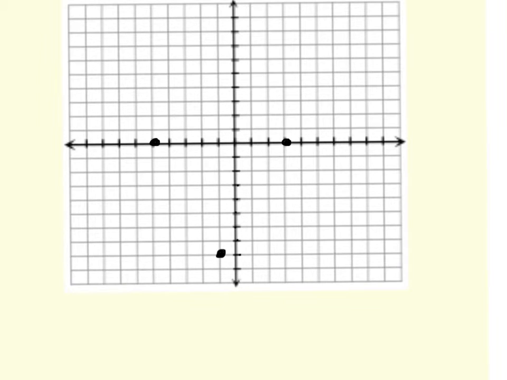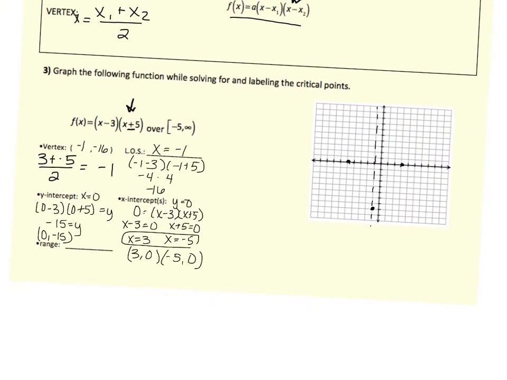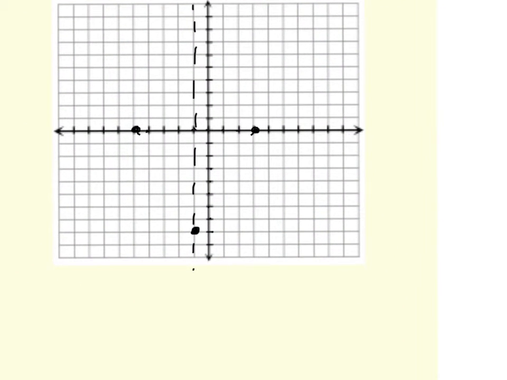So a good indication that the vertex you found is correct is that it's in between the x-coordinates. It's exactly in between. So if I draw my line of symmetry at x equals negative 1, it's going to be the same units away from each x-intercept. So 1, 2, 3, 4, and 1, 2, 3, 4. So since it's exactly the same on both sides, I know that I have found it correctly. Okay. And then last but not least, the y-intercept is at 0, negative 15. So that's going to be right there.